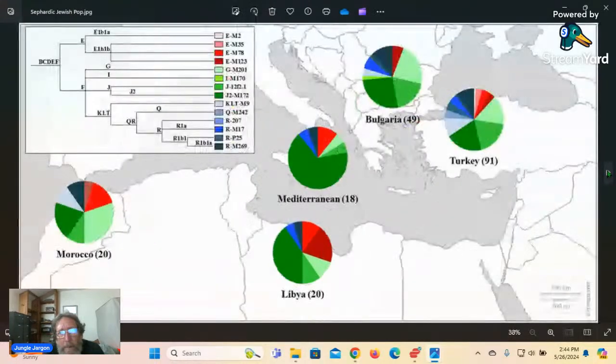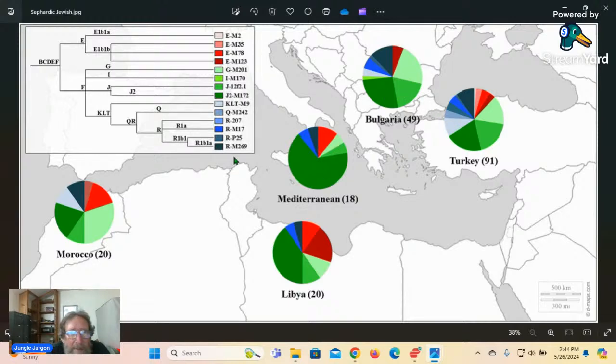But it's a lot of study. This is interesting here because these are all Sephardic Jewish populations. You might think it's a sampling of the area, but it's a Sephardic Jewish population because look at the J2. Mediterranean J2 percentage-wise. But the interesting thing is what's not here. What's not here is the T.